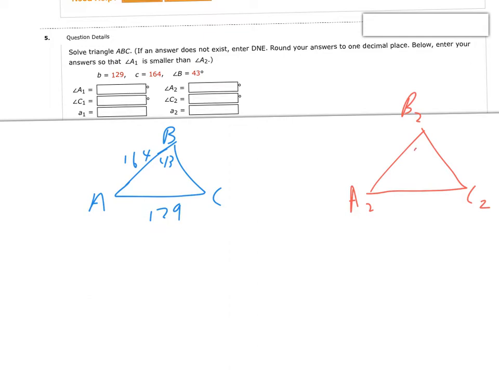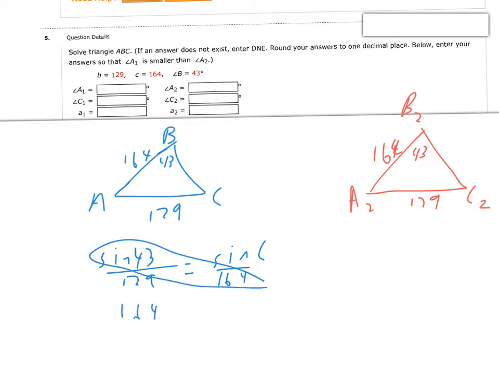So I'm going to go ahead and build this with the givens here right now. And then we'll start off with a law of sines. So we say sine of 43 over 129 equals sine of big C over 164. So I'll cross multiply that. So 164 times sine of 43 divided by 129 equals sine of big C. So I will do a sine inverse on that.